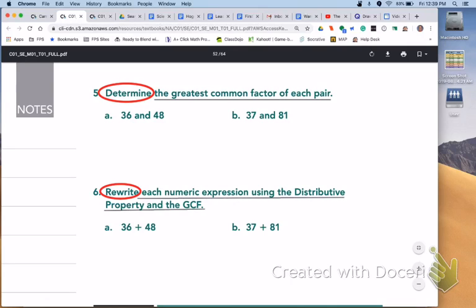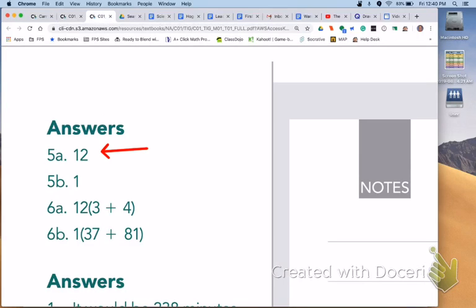Please turn to page 54, answer number 5 and 6 with your group. For number 5, letter A, the GCF of 36 and 48 is 12. For letter B, the GCF of 37 and 81 is 1.